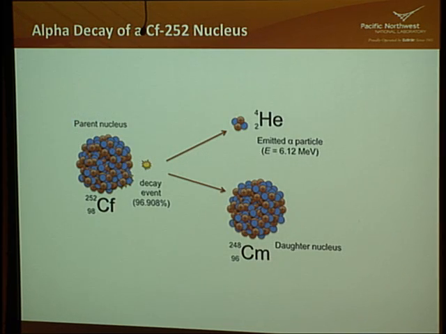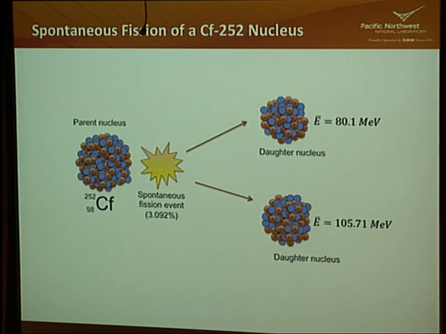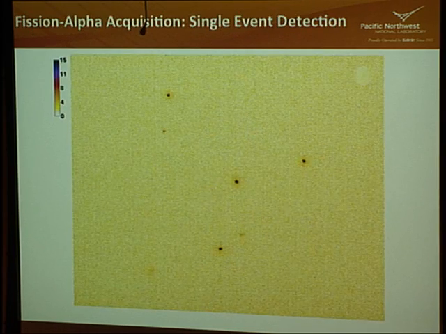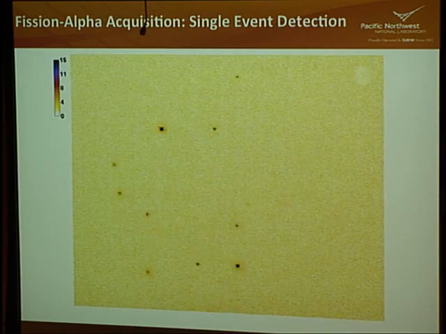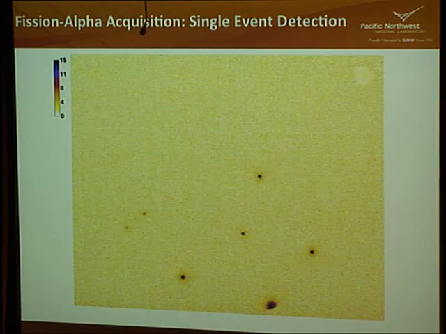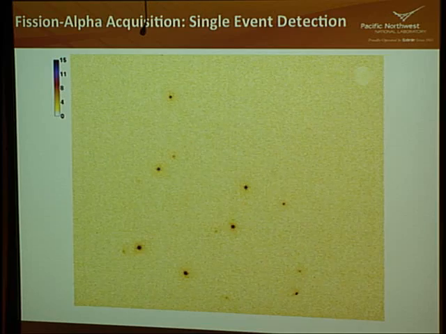With californium-252, about 97% of the decays you get are alpha particles, the helium-4 nucleus, and the energy of the alpha particle is around 6 MeV. About 3% of the decays are spontaneous fission, so you get daughter nuclei that have mean energies of 80 MeV and 105 MeV. When we coupled the detector, this is what we got, some of the first images. Each little flash is a single alpha particle being detected, and occasionally you'll see a very bright flash. Those bright flashes are fission fragments.